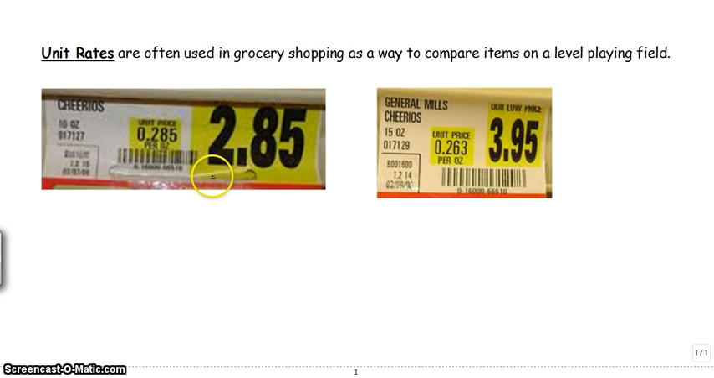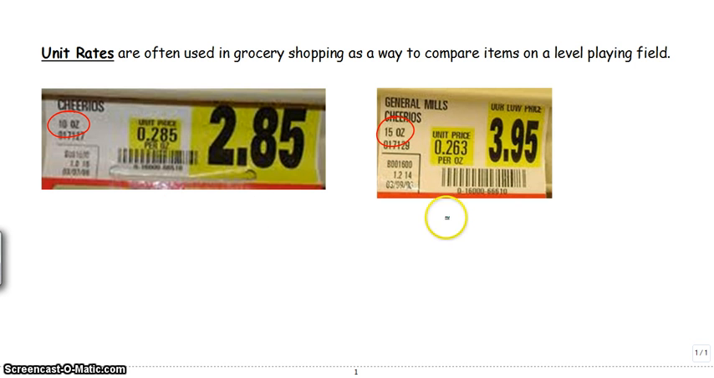So if we look at our example that I have here, $2.85 for a 10-ounce box of Cheerios, $3.95 for a 15-ounce box of Cheerios. But if we break that down to a unit cost or unit rate or unit price per ounce, it's only 26.3 cents for the 15-ounce box, but 28.5 cents for the 10-ounce box.